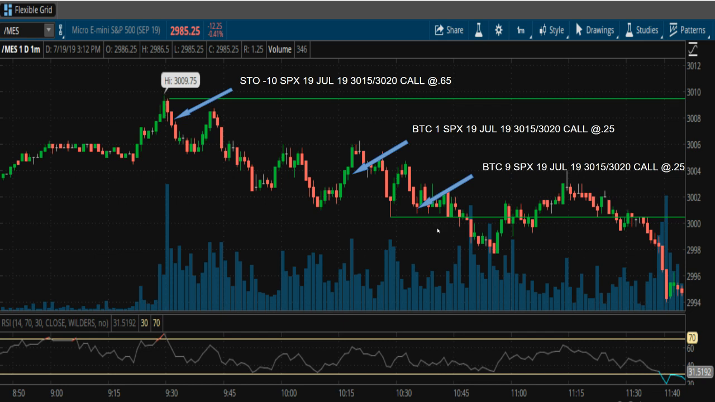All right, just wanted to share that with you and the thought process that I go through pre-market and throughout the trade, and hopefully this was of value to you.